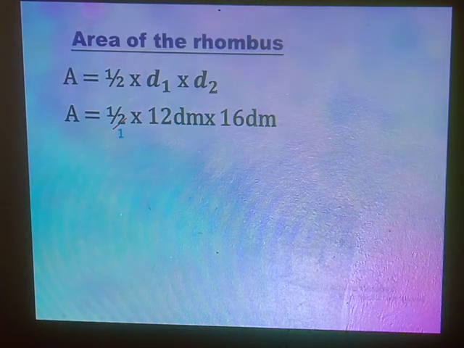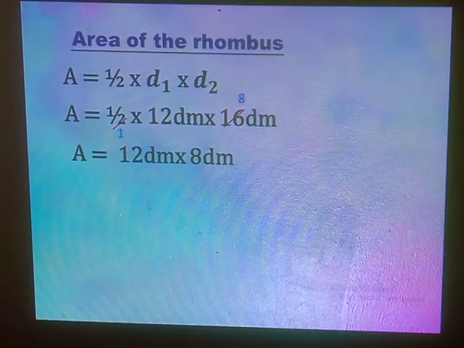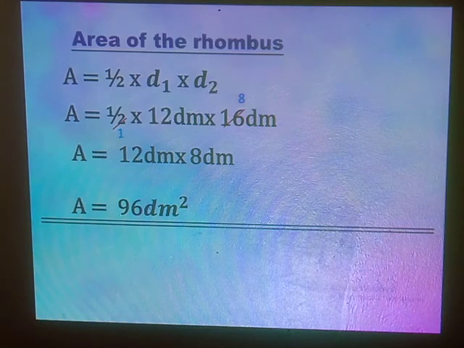Let's look at the other one. If we cancel 16, that means we shall be multiplying 12 by 8. Of the two, which one is easy? I believe the second option is easy. So let's divide 16 by 2, which will give us 8. So our next step now will be multiplying 12 decimeters times 8 decimeters. If we multiply that very fast, we get our answer as 96 square decimeters. So we are there underlining our answer.